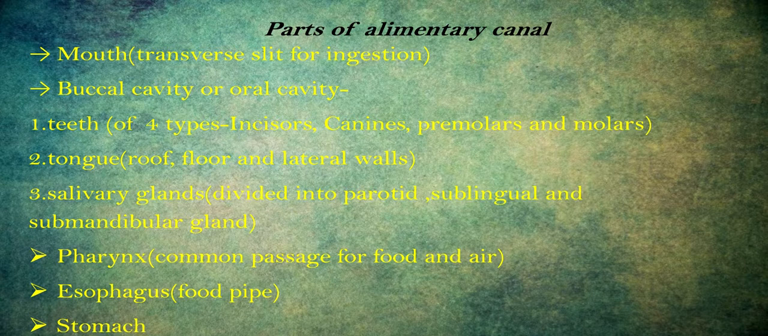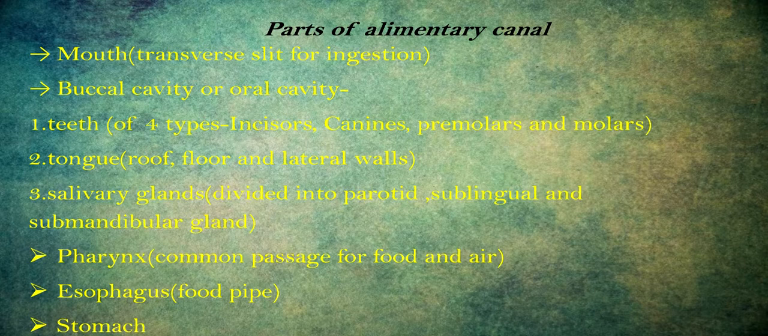If we talk about the teeth, there are four types of teeth: first the incisor, then canine, then premolar, and then molar. After a particular age, the wisdom teeth also come. Then second is the tongue. The tongue has a roof, floor, and lateral walls also. The third one is the salivary gland, which is divided into the parotid gland, sublingual gland, and submandibular gland.